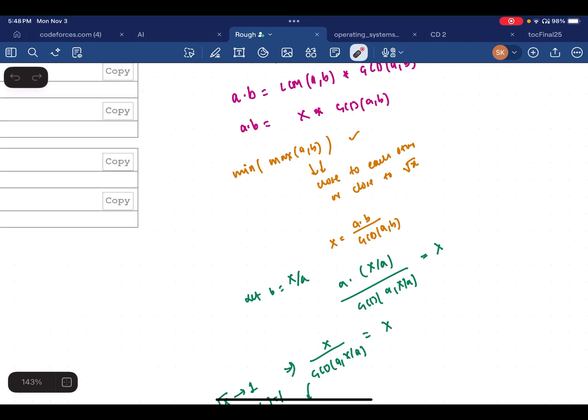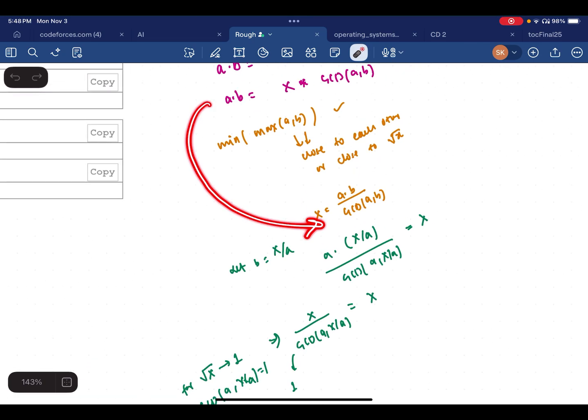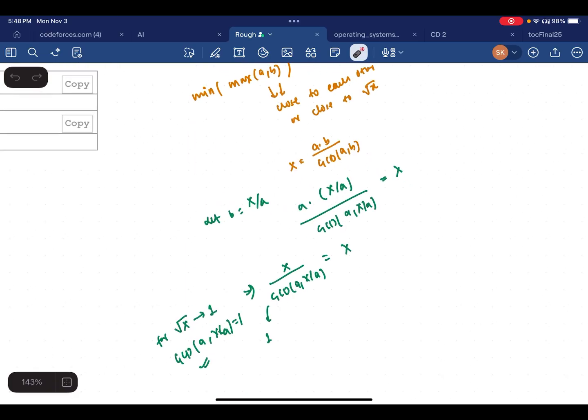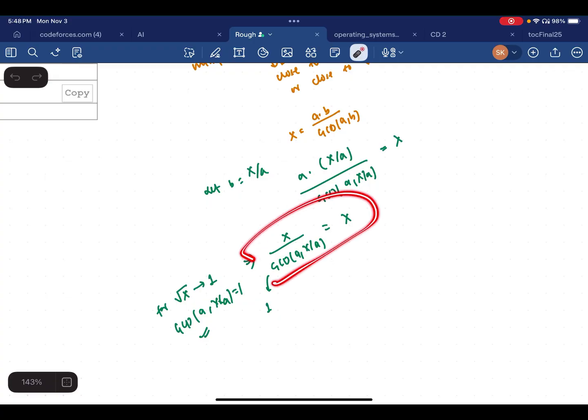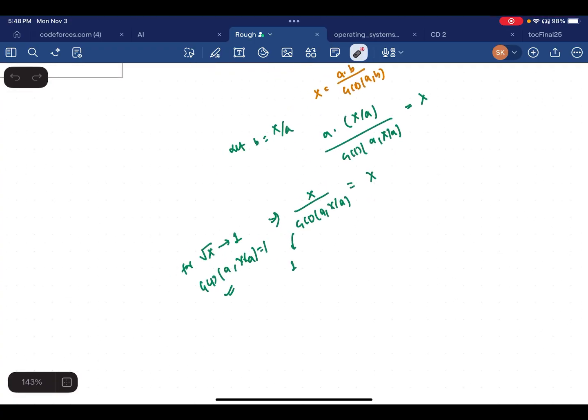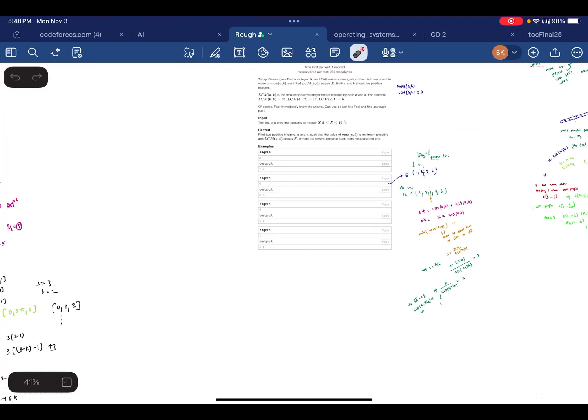So if we simplify this to x equals a into b, we can divide this by the GCD. Let that be p. We know that a is going to be one of the numbers, and the second is going to be x by a. We will put this in the equation, and in the end we have to get this GCD value as 1. To get the GCD value, we can iterate from root of x down to 1 to find where the GCD of a and x by a equals 1. So this will give us a solution for this problem.